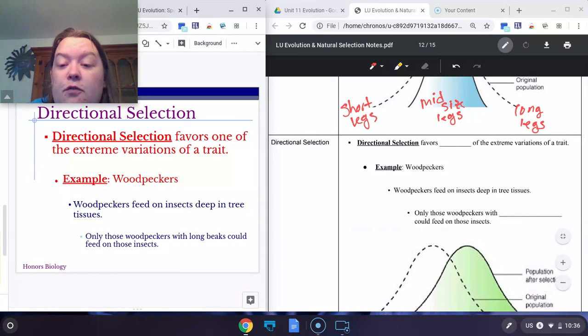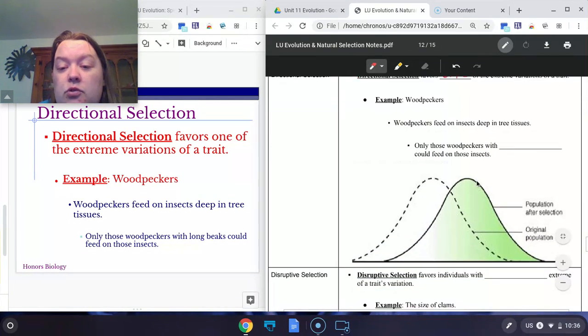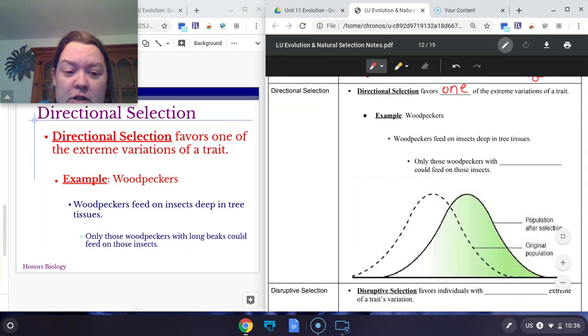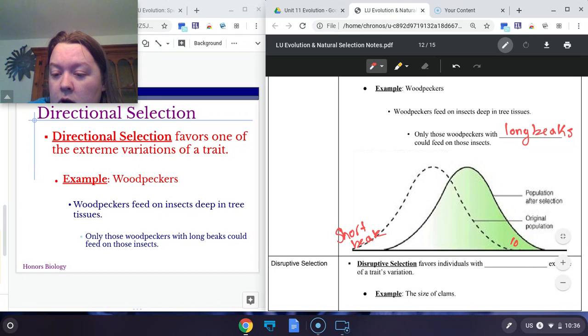Directional selection is going to favor one extreme, so only one of the extremes. An example of this would be that of a woodpecker. Woodpeckers feed on insects deep inside of trees. So only those that have really long beaks can actually reach the insects really far into a tree. Therefore, in our graph, this is going to be a short beak. And this over here is going to be a long beak. And in this case, the trend is going to be to select for a longer beak.